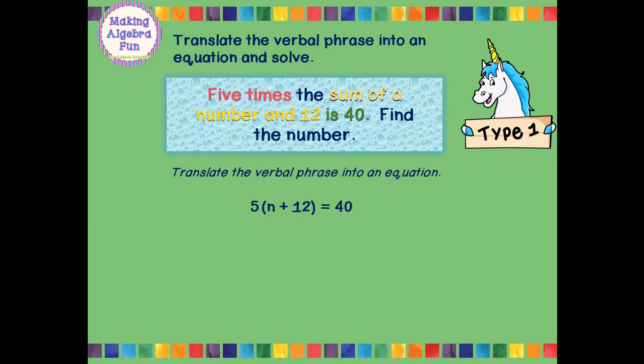Now, you've seen in my previous videos that if you have parentheses, we need to distribute. So 5 times n and 5 times 12 to get rid of those parentheses. And now it's a 2-step equation. We subtract our 60 to eliminate the 60s. 40 minus 60 is negative 20. The second step to this is divide by 5. So n equals negative 4.